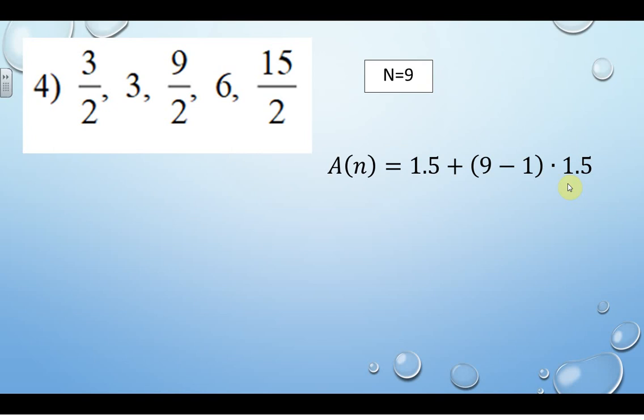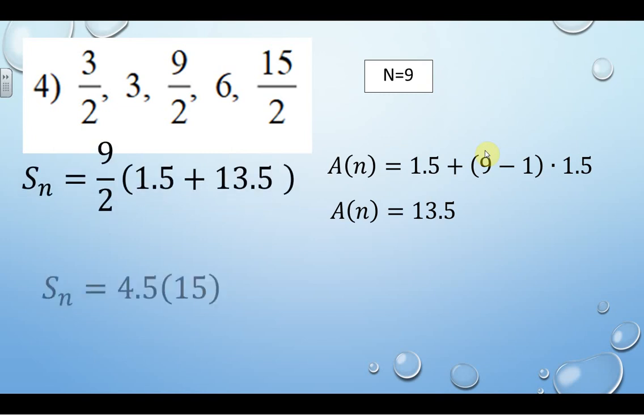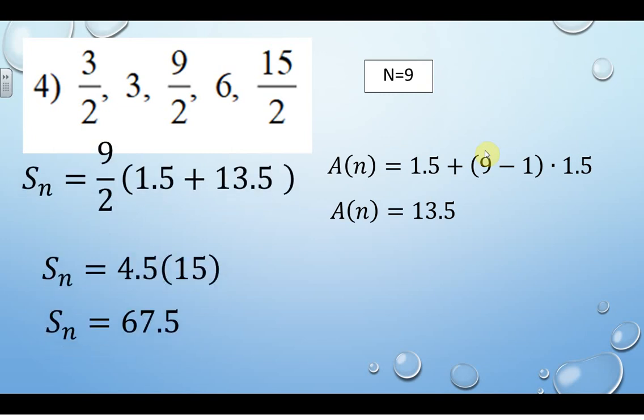So we have the explicit formula. We've substituted 9 in for n so that we can get the 9th term of the sequence. So now the sum of the series at that term is 67.5. Boom. And you shouldn't be afraid of fractions.